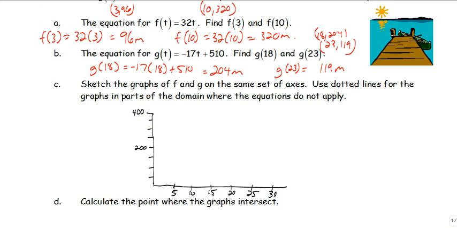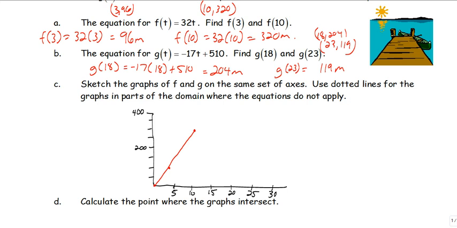First of all, we know that the initial starting point for the first line, I'll use the red for the first line, is here, 0, 0. And then we have the points 3, 96, so that's about here. And we have the point 10, 320, 200, 250, 320. Okay, so that's this line right here. I'm not going to graph the rest of the line yet. I'll show you why in a second.